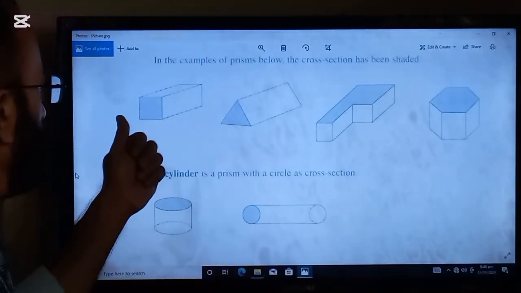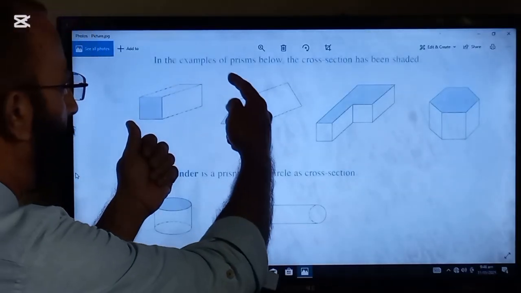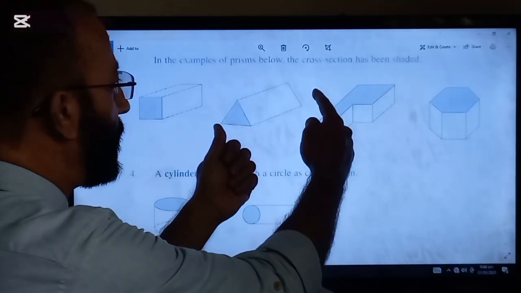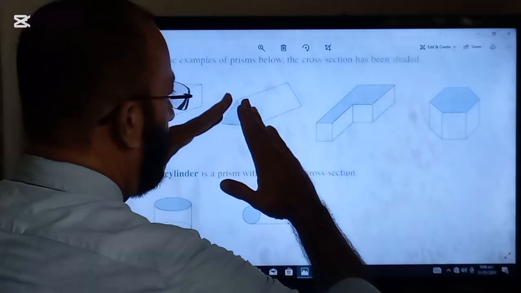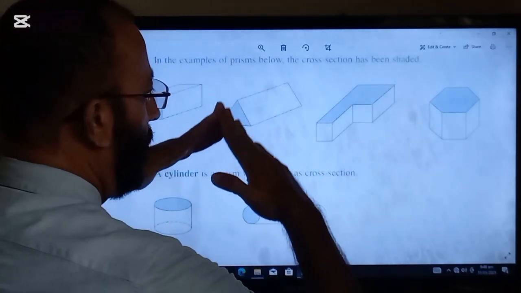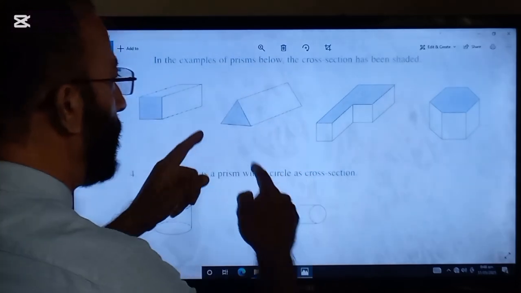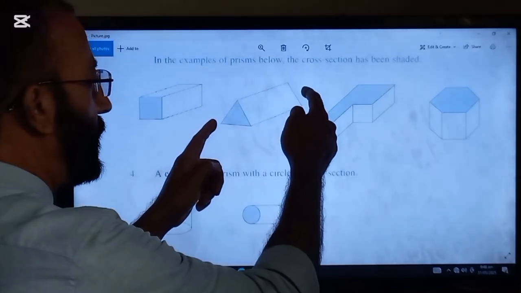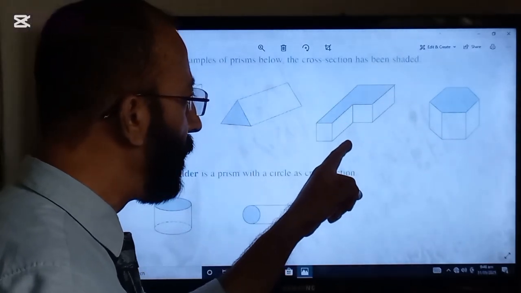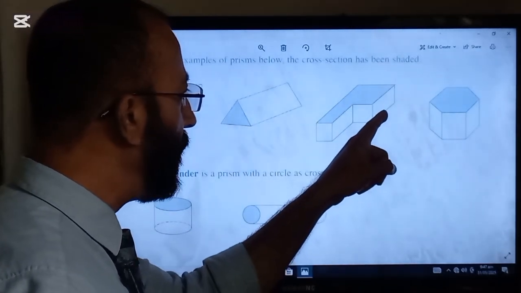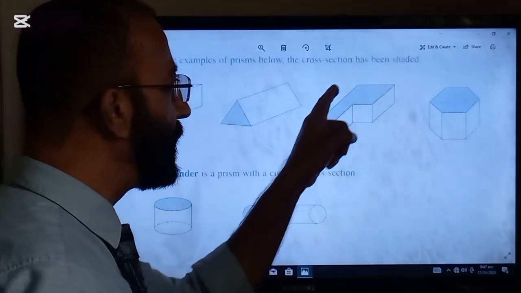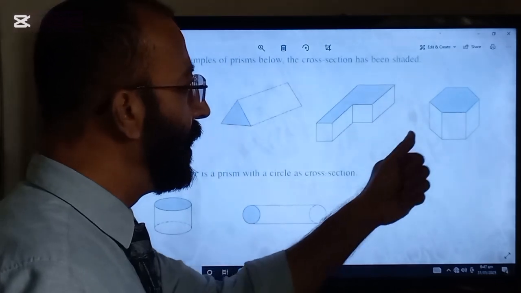So for example, this side is having opposite side exactly the same. This side is actually having opposite side exactly the same. But this side and this side are not the same because these are opposite slanting. But this triangle will be exactly the same as the opposite. This top side will be exactly the same as the bottom, but the right side will not be exactly the same as the left, and the front will not be exactly the same as the back.